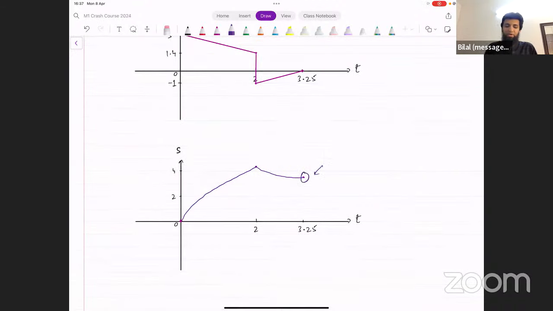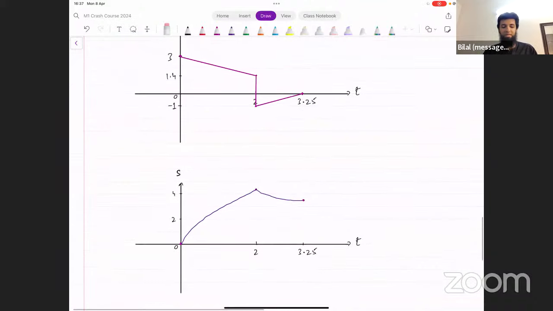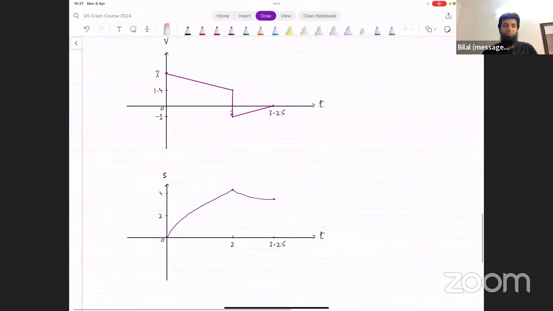At this point, 3.25, the graph is going to be kind of flat, where the gradient is 0. And it starts from a negative gradient. First, at this point, there's going to be a corner like this. This is what the graph looks like. This is the displacement time graph. Does this make sense? Okay.